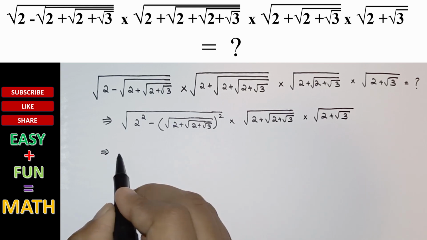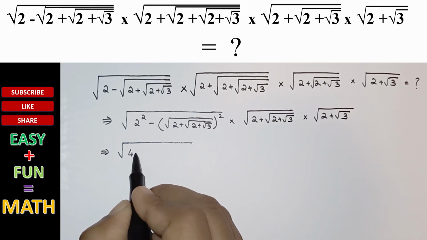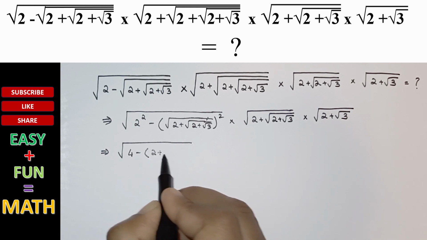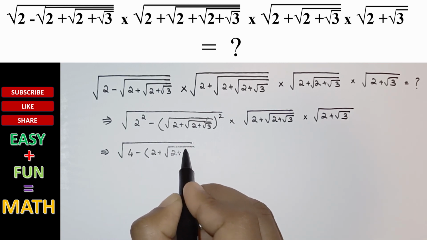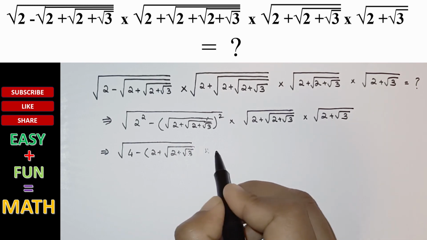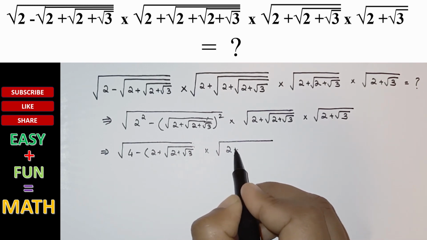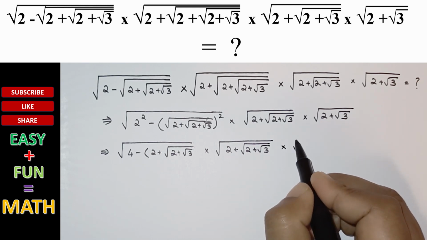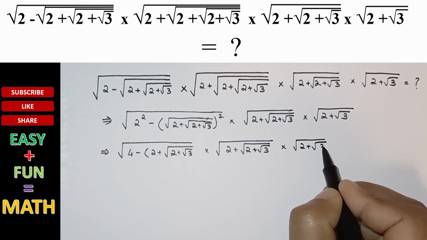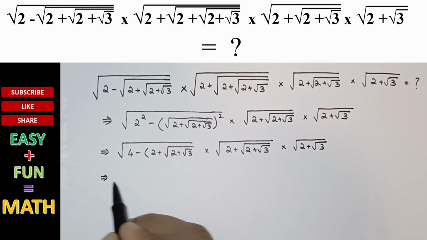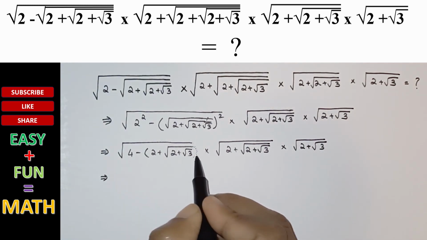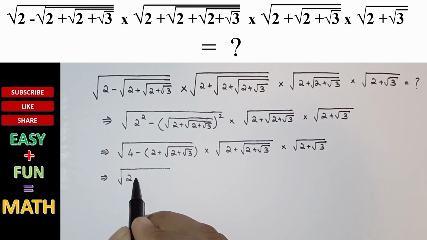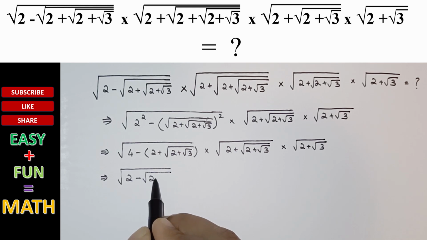And now we have to solve the first term. So expanding it, we get square root of 4 minus 2 plus square root of 2 plus root 3 into the rest of the terms. Solving the first term, we get 2 minus square root of 2 plus root 3.